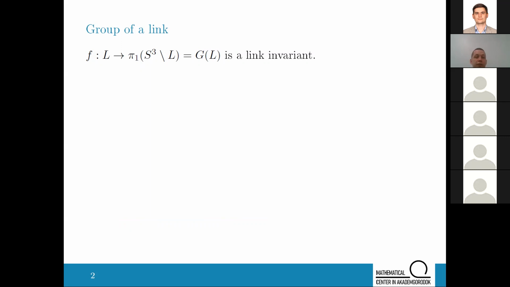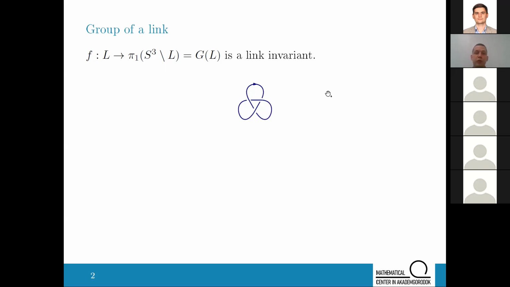One classical invariant for links in the three-sphere is the fundamental group of the link. It's the fundamental group of the complement of a link in S3. I will denote it by G of L. It is an invariant, and it's very easy to calculate its value on a given link. So let me have some link. It's a trefoil knot. It's not a link, it's a link diagram.